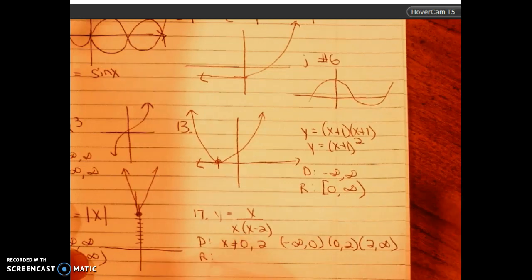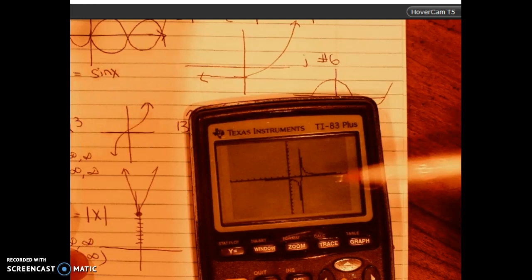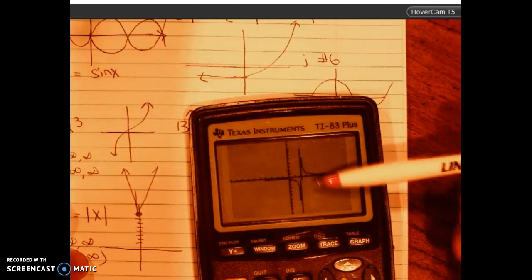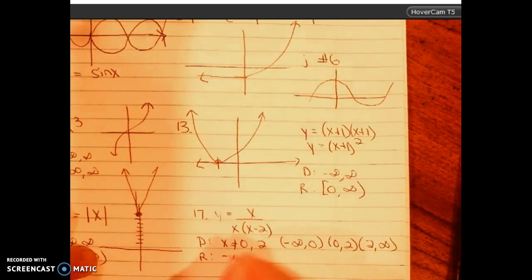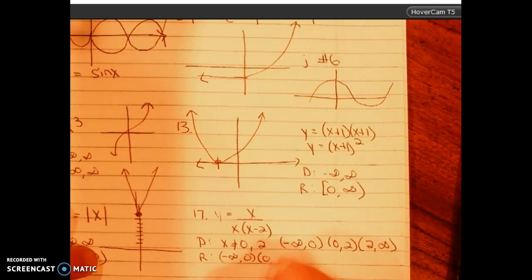We take a look at our range, going back at the graph, it looks like it can be everything except for that horizontal asymptote of 0. So we have negative infinity to 0 and 0 to positive infinity.